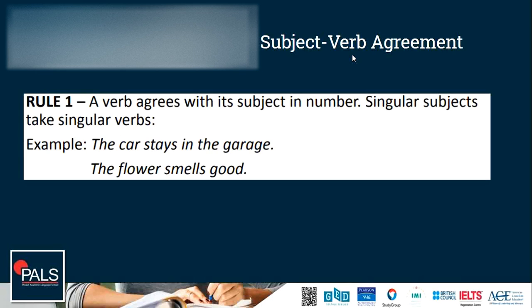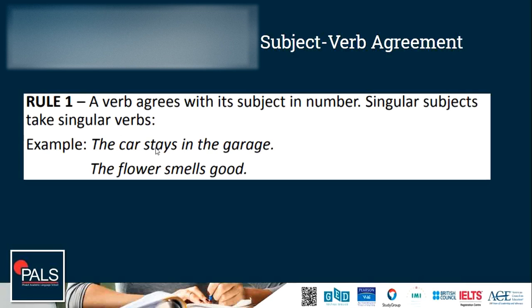So the first on our list, rule number 1: a verb agrees with its subject in number. A singular subject takes a singular verb. Or if you have a singular subject, your verb must have an S. Of course, with the exception of subjects I and you, because we cannot say "you stays" or "I stays." Of course, that's an exception.